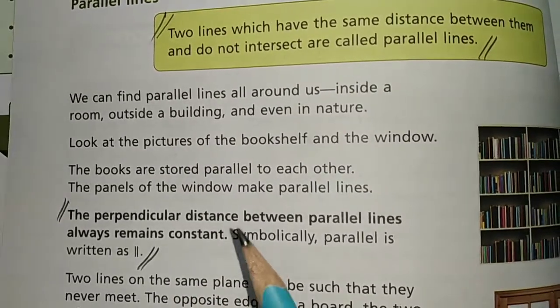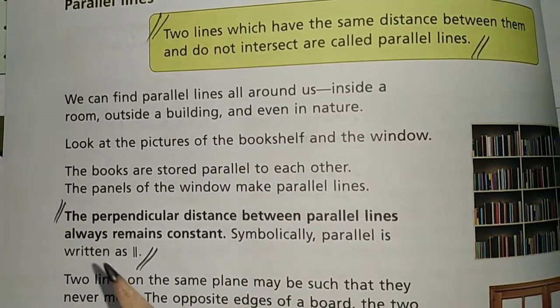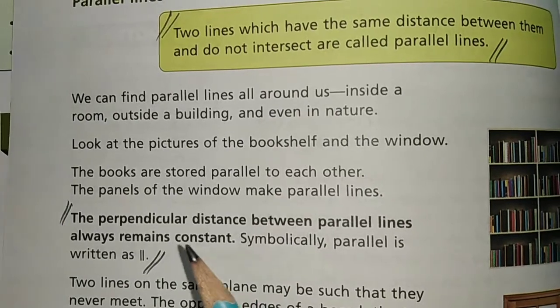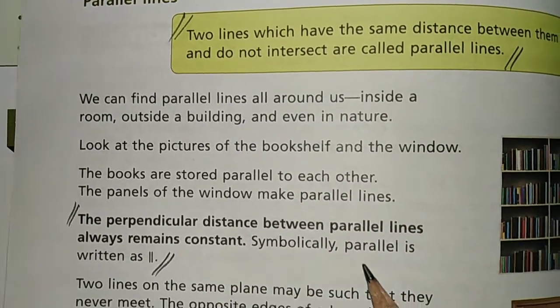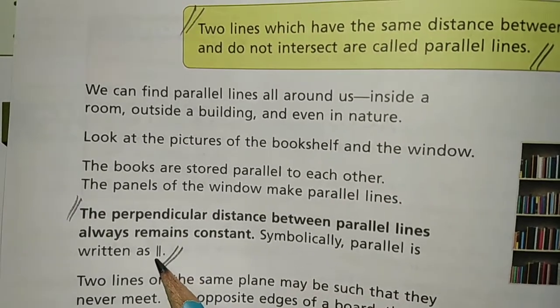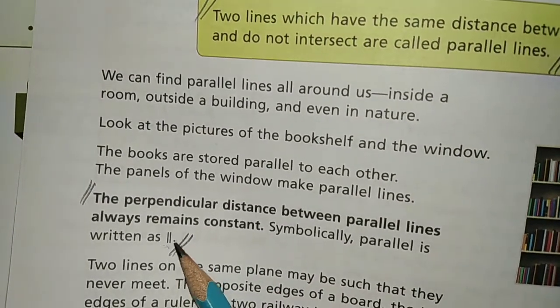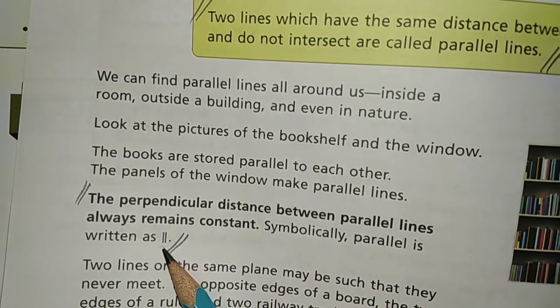The perpendicular distance between parallel lines always remains constant. Always remains the same. It can never be changed. Symbolically, parallel is written as this sign. This sign is the sign of parallel lines.